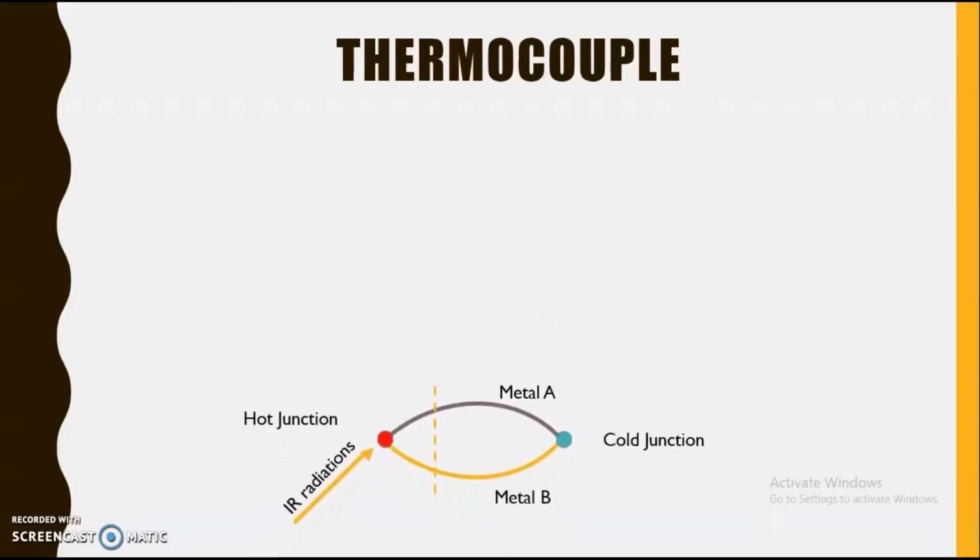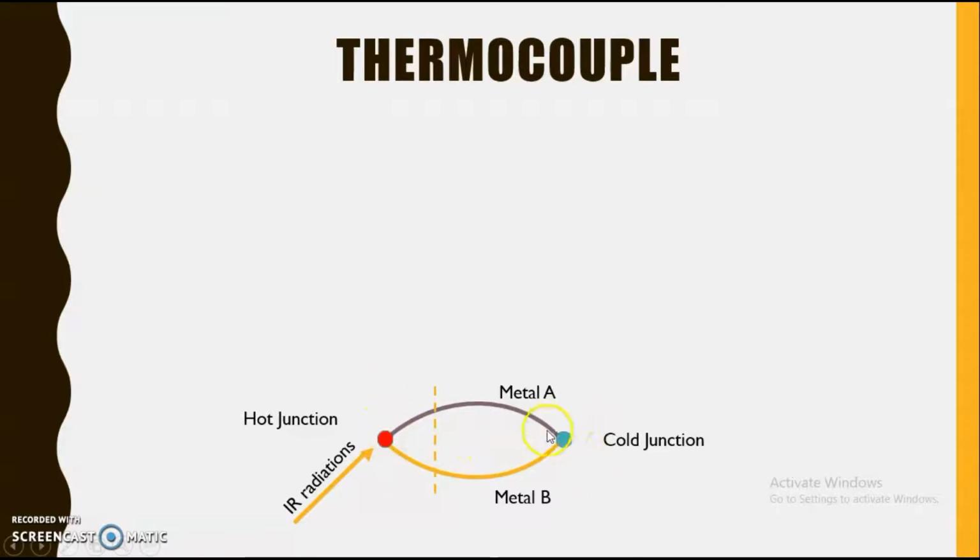So this is a typical diagram you can see here. This is the junction. Here you can see the metal A wire, then the metal B wire, which are made up of a semiconductor material, and they are joined to each other. Now here you can see two junctions, where this is the hot junction and this is the cold junction. Why is this known as the hot junction? Because IR radiation falls on this particular hot junction, and due to which a temperature increase is observed.